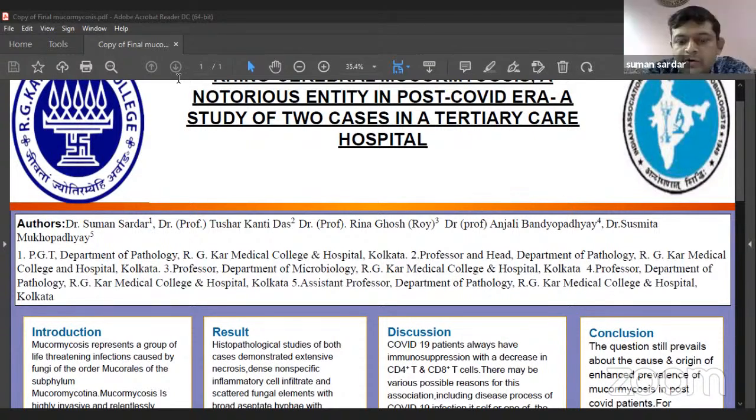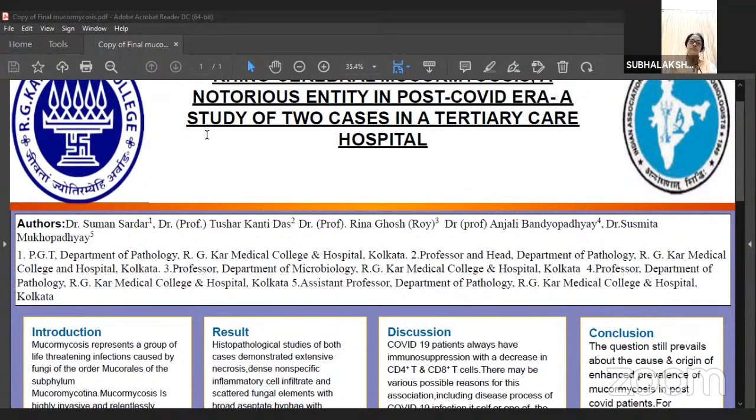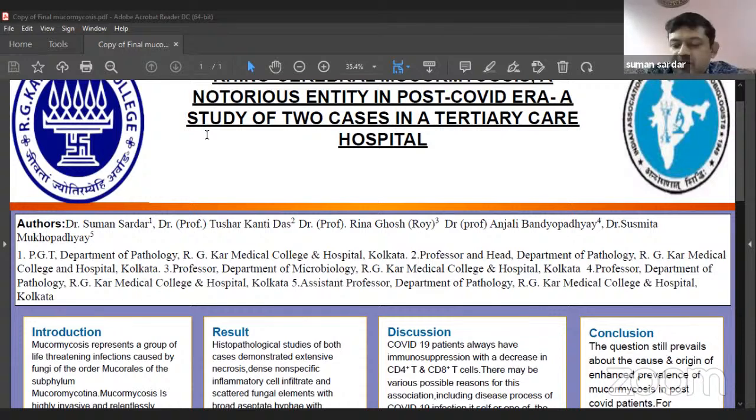Good afternoon, everyone. As my topic is rhinocerebral mucormycosis, a notorious entity in post-COVID era. So, at first, a small introduction about mucormycosis. Mucormycosis represents a group of life-threatening infection caused by fungi of the order Mucorales of the subphylum Mucormycotina. Mucormycosis is highly invasive and relentlessly progressive, resulting in higher rate of morbidity and mortality in comparison to many other infections.